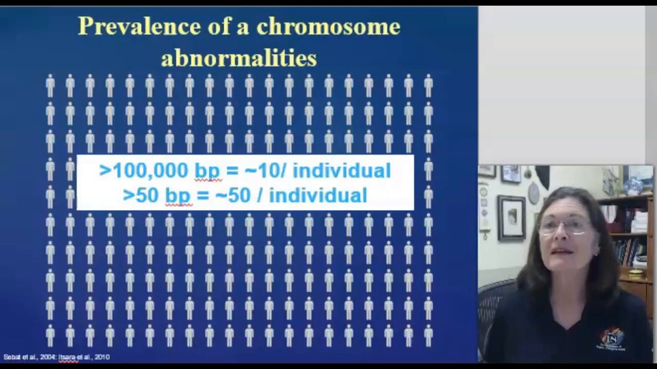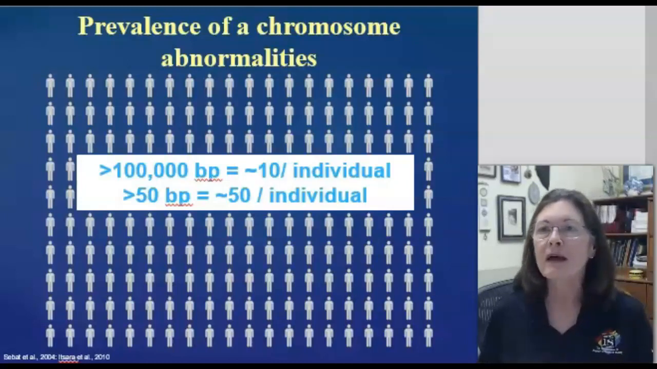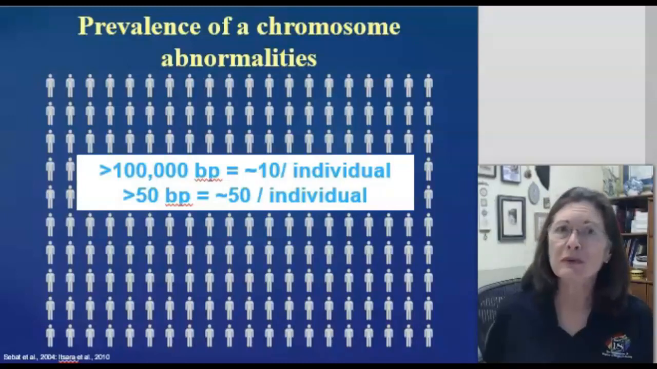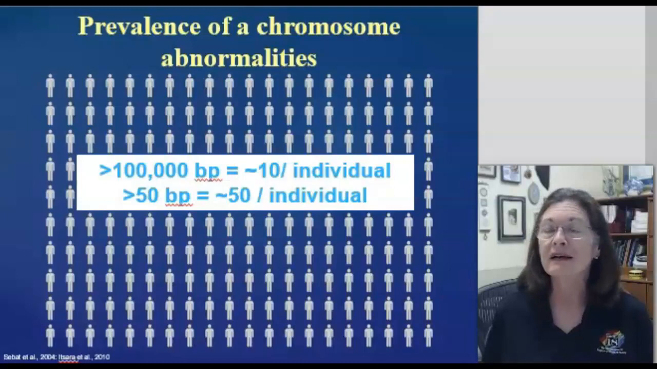In fact, if you look at changes of 100,000 base pairs or bigger, on average each one of us has 10 of those. And if you go even smaller to 50 base pairs, which is the new definition of a chromosome variation, we each have at least 50 of those on average. So chromosome variation is really, really common. The number of base pairs in any one person's genome is going to vary a lot.